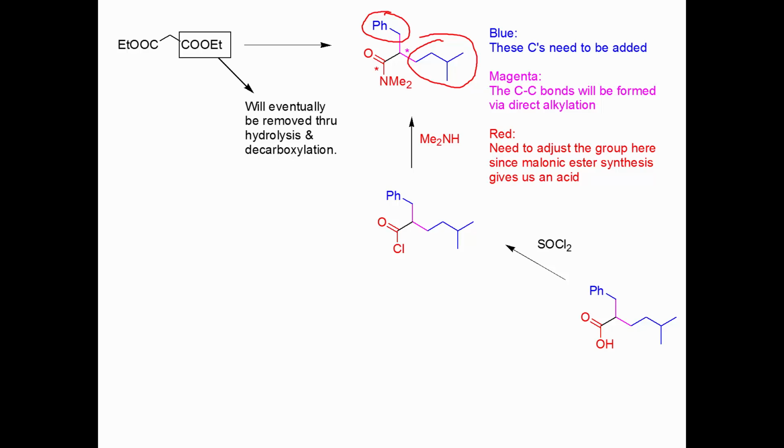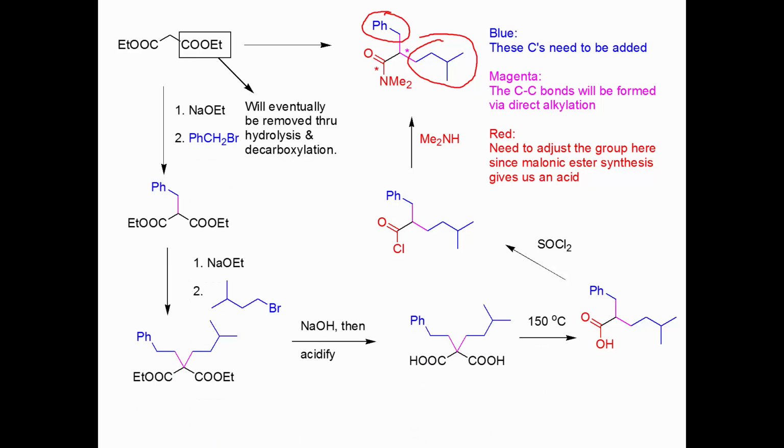All right. So our last step is going to involve turning our carboxylic acid product of the malonic ester synthesis into an amide. All right, easy. Make the acid chloride and treat it with an amine. That'll give us the amide. Okay, so now we need to install those alkyl groups. Okay, so we're going to install the benzyl, then install the isopentyl. That gives us the product here.